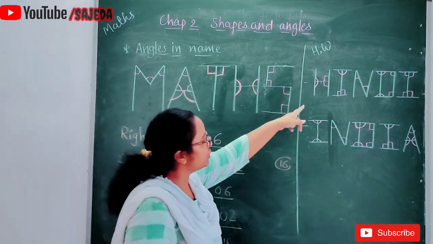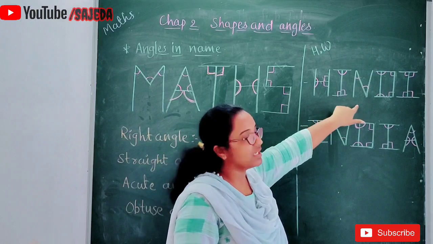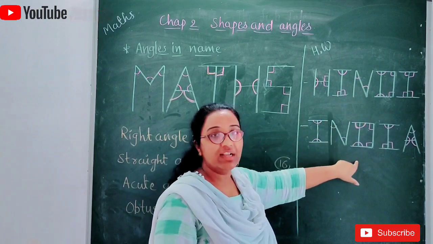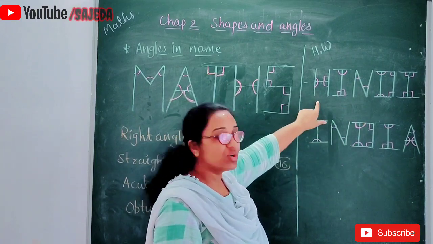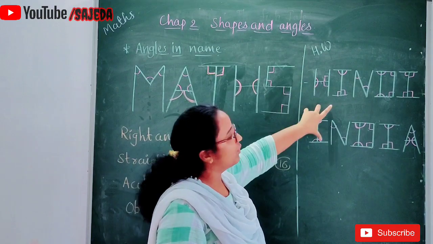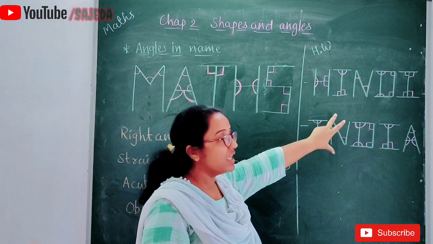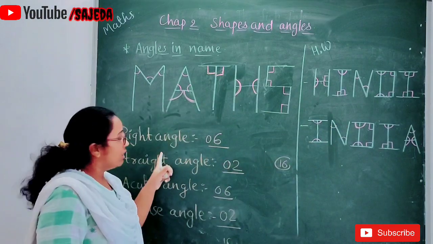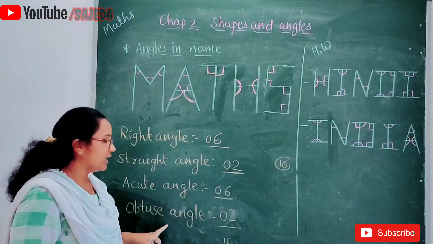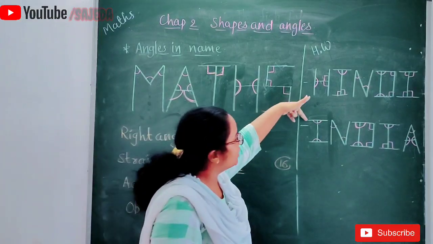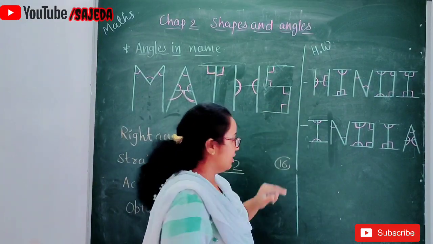Here I have written 2 more spellings. The first one is Hindi, the second one is India. I have already drawn angles also. So this is your homework. You have to draw the same figure having the same angles, and you have to count right angle, straight angle, acute and obtuse angle for both of these names.